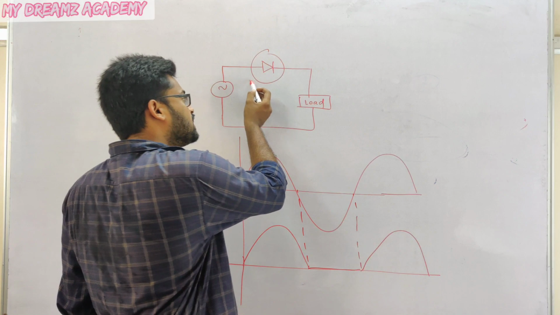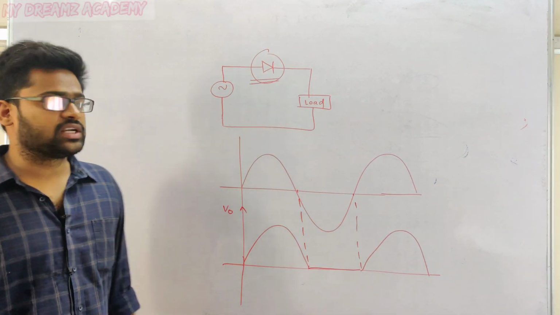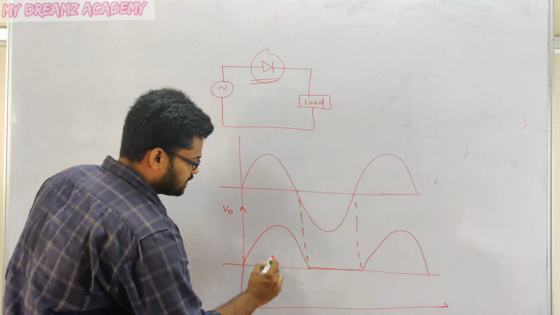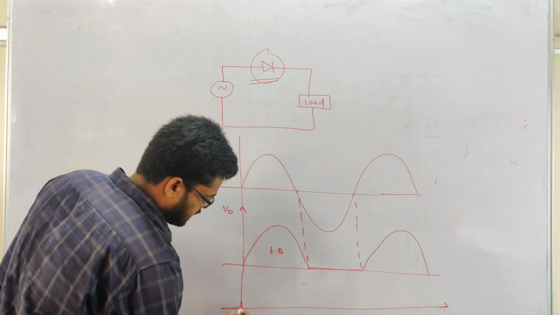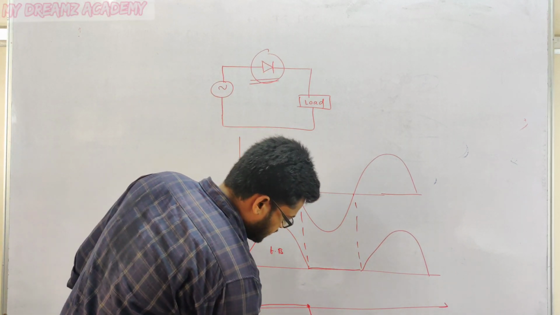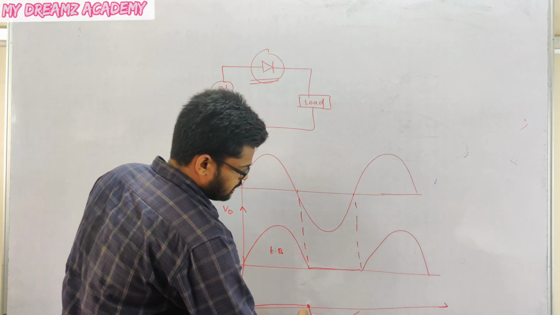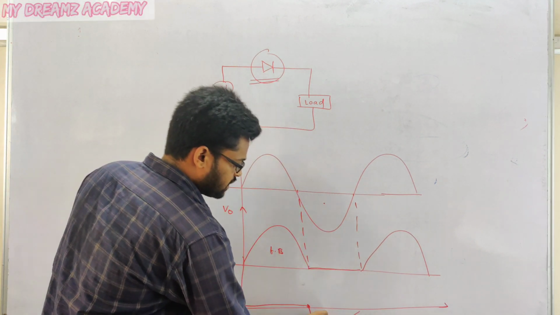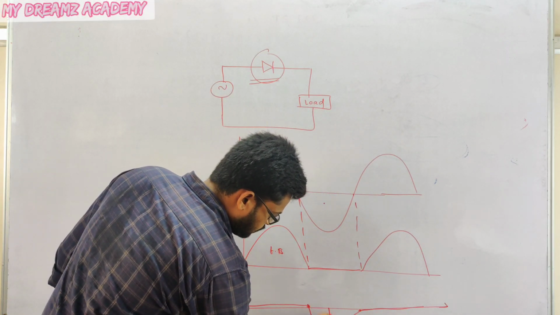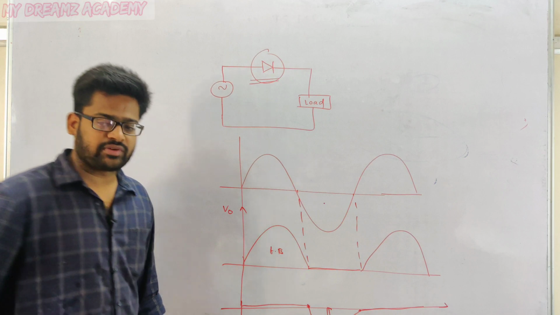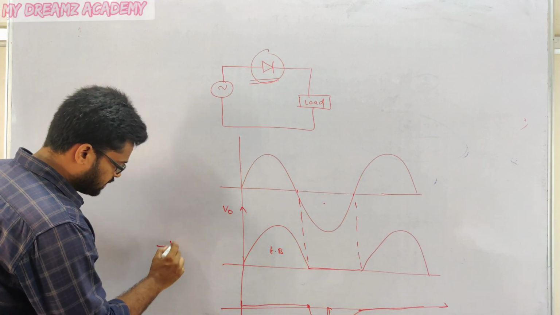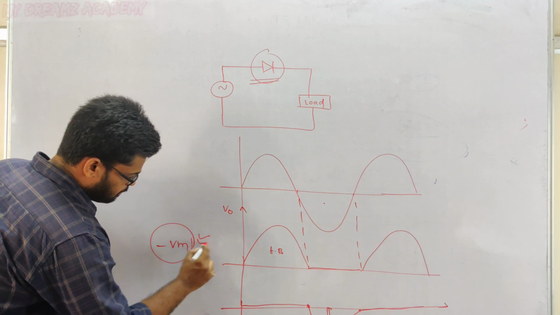Now what is the voltage across this diode? When the device is in forward bias, the voltage across the device is 0. When the device is in reverse bias, the voltage across the device is the same as the source voltage. Now what is the maximum magnitude of this one? That is minus Vm. This is the peak inverse voltage.